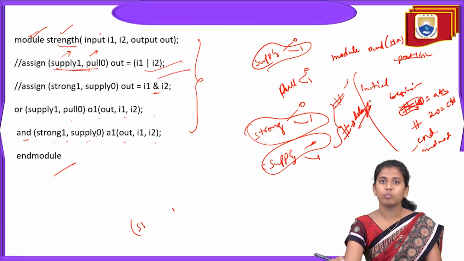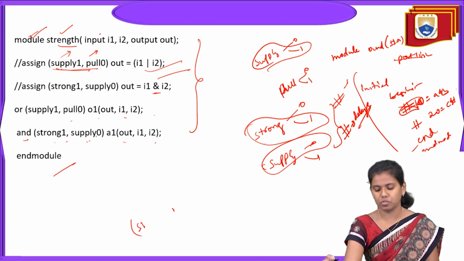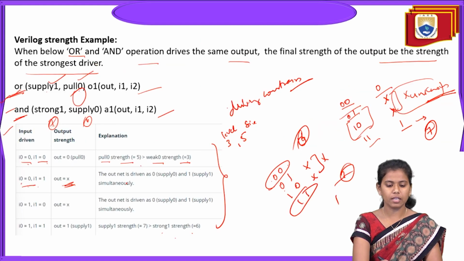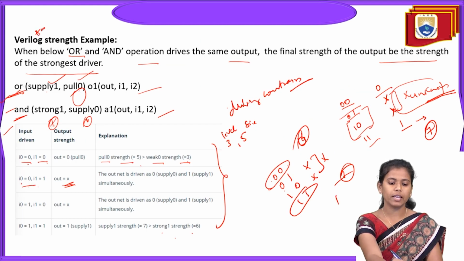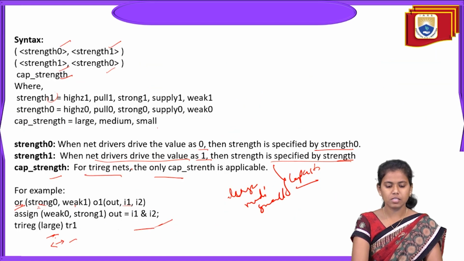But when it comes to the strength of a particular signal, the level of strength, these are the things that we have to remember and write. This is an important example from the exam point of view. You just learn all this. This example is well and fine, and this is the syntax.